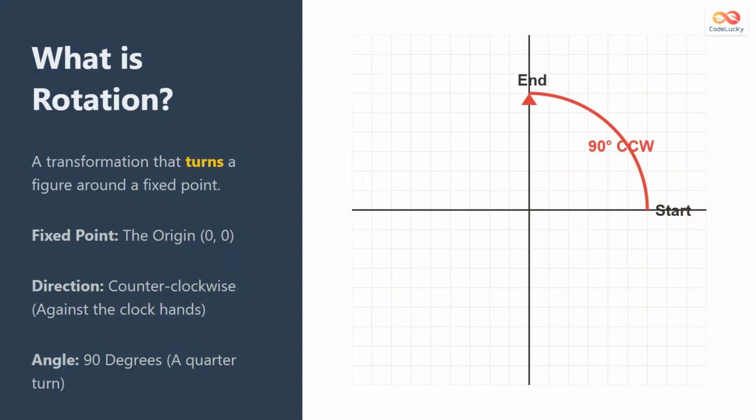First, let us define what a rotation actually is. It is a transformation that turns a figure around a fixed point. For our purposes, that fixed point is the origin, (0, 0). The direction is counterclockwise, which means we turn against the direction of clock hands. The angle is 90 degrees, representing a quarter turn.